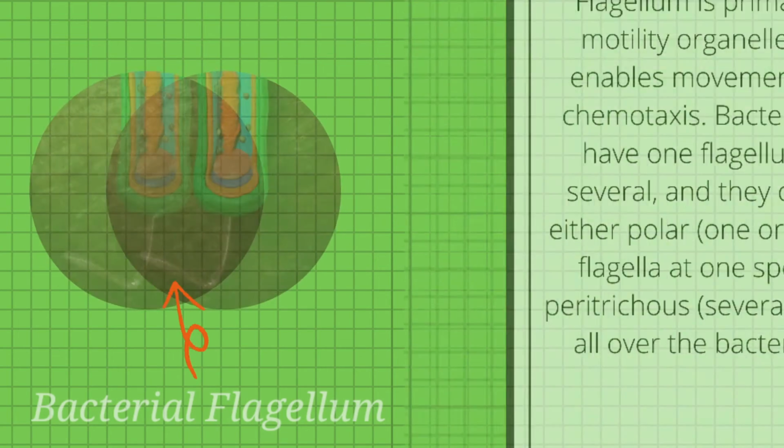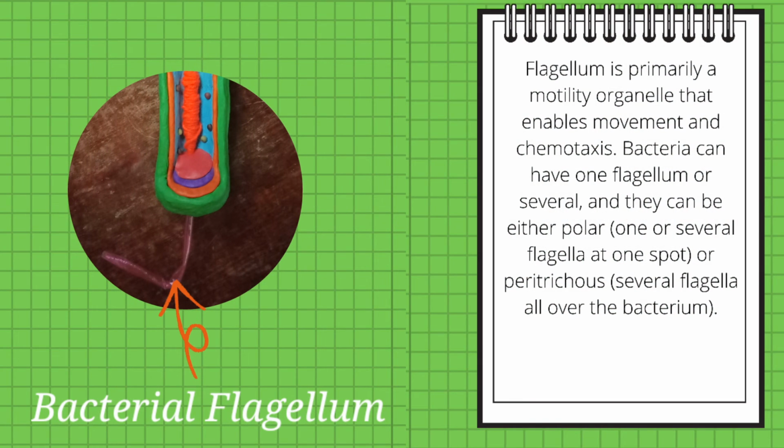Flagellum is primarily a motility organelle that enables movement and chemotaxis. Bacteria can have one flagellum or several, and they can be either polar or peritrichous.